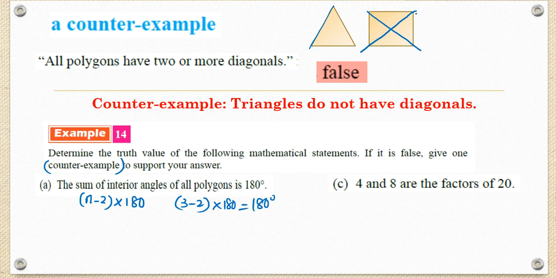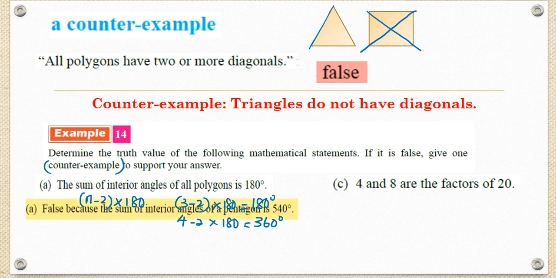But how about this? Rectangle, we have 4 sides, isn't it? 4 minus 2 times 180, you get 360. So the interior angle is already becoming 360, right? So we know this is a false statement because the sum of interior angle, they give an example of a pentagon. Pentagon is 5 sides: 1, 2, 3, 4, 5. 5 minus 2 times 180, you get 540. Okay, they give example of pentagons. Of course, you can give example of a quadrilateral. We call it quadrilateral or a rectangle, or square.